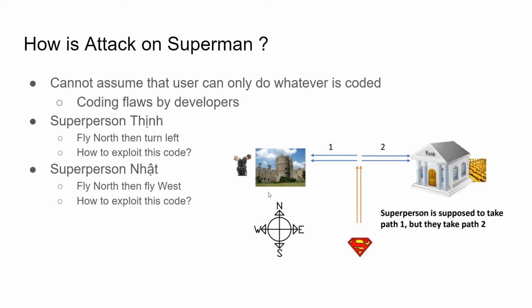So Superman wants to fix this vulnerability. He codes other instructions for another superperson: fly north then fly west. So how do we exploit those instructions? The answer is that we can put a magnetic field near the turning point. At that time, the computer will be affected by the magnetic field, which changes the direction of the compass inside the computer, and then the superperson just flies east instead of west.